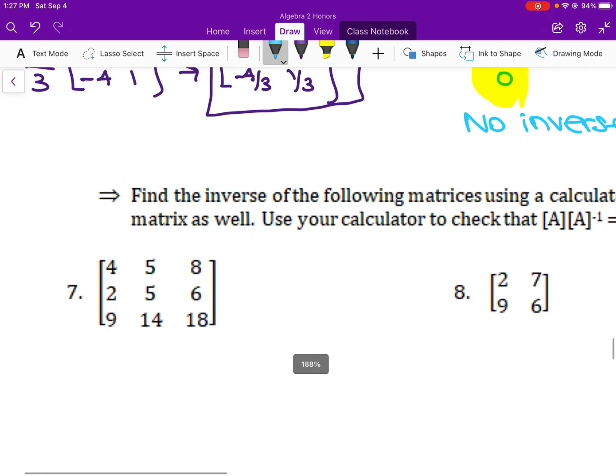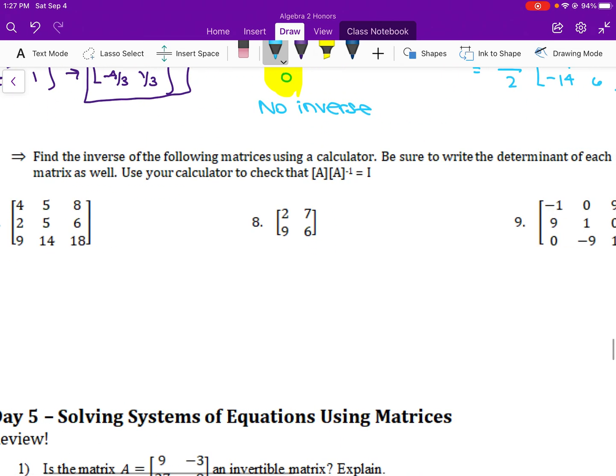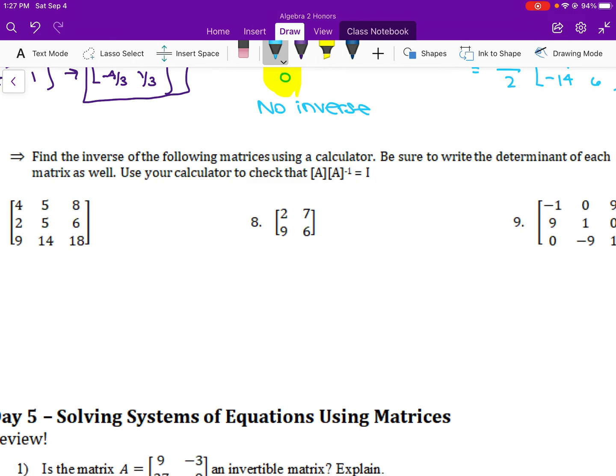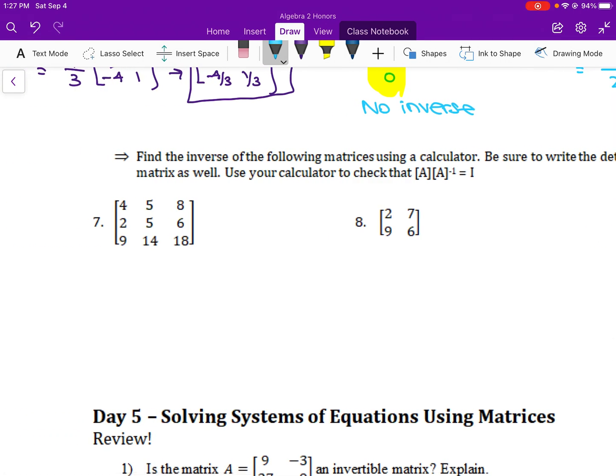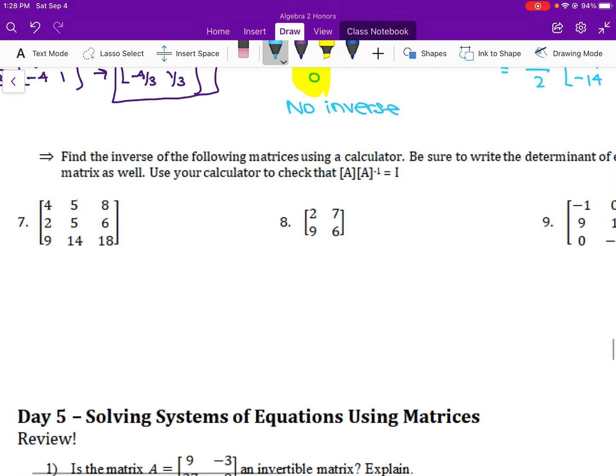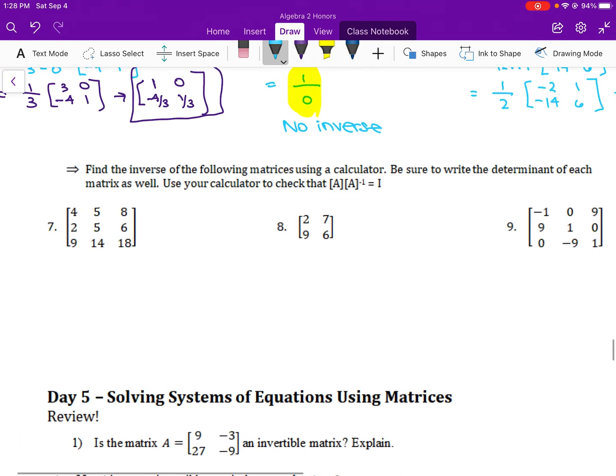Okay, you'll be happy to hear that you won't always have to find these by hand, nor will you be expected to calculate the inverse of a 3 by 3 matrix. So we're going to go ahead and use a calculator. We want to find the inverse of the following matrices using a calculator, and we want to write the determinant of each matrix as well.